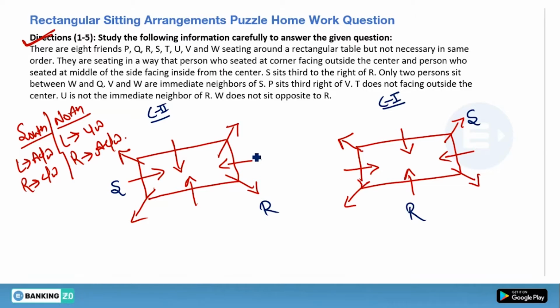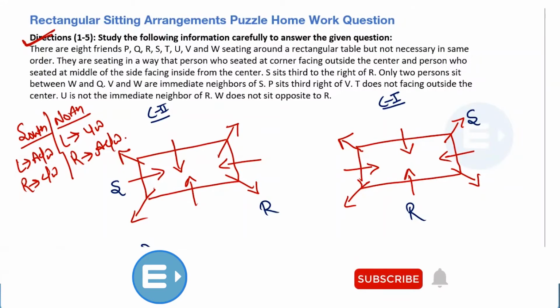Only 2 persons sit between W and Q. We don't know the confirmed places of W and Q, so we have to make it a footnote. Between W and Q, 2 persons are sitting.